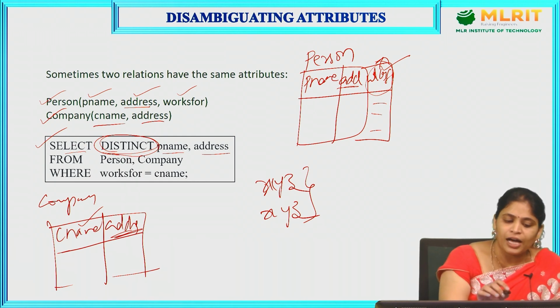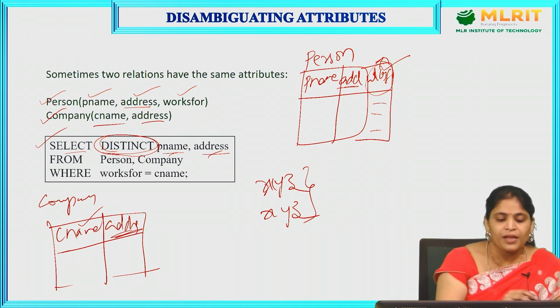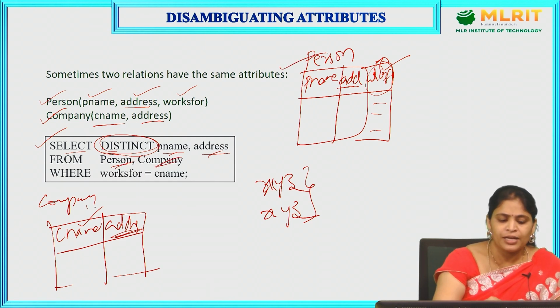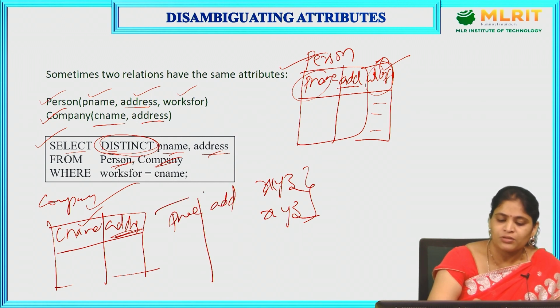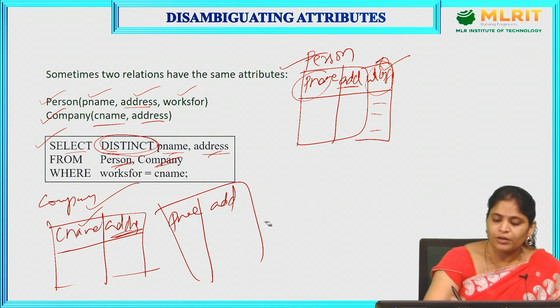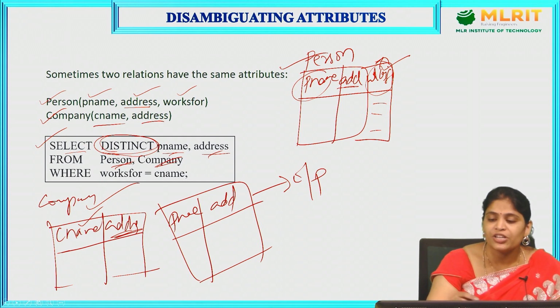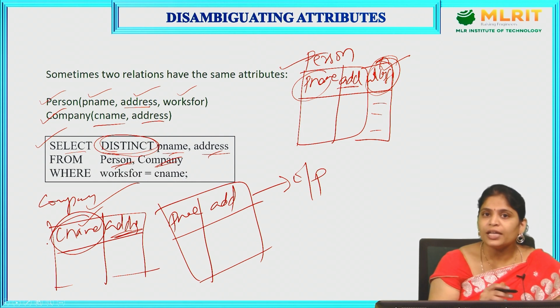To display the data uniquely, we use this distinct keyword. Here, I want to select pname and address from the person table and the company table. This is my output table. I want pname and address from these two tables, where works for is equal to CNAME. What is that condition? Works for and company name are both the same; only the name has been changed.